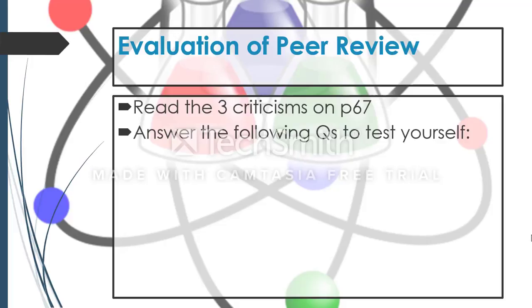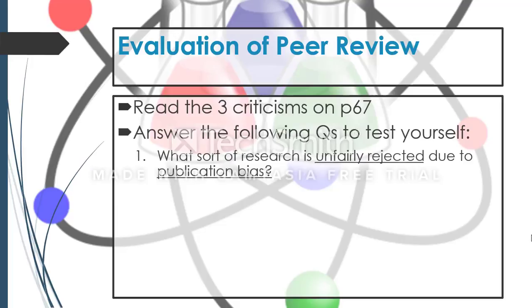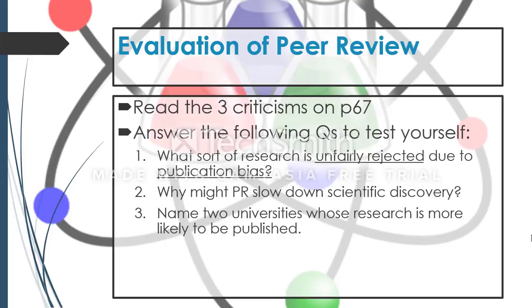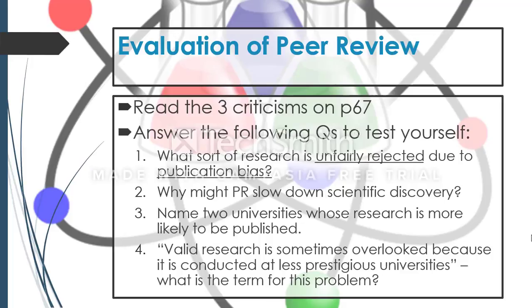Okay, so hopefully now you've read through page 67. Here are your questions. Question 1. What sort of research is unfairly rejected due to publication bias? 2. Why might peer review slow down scientific discovery? 3. Name 2 universities whose research is more likely to be published. And 4. It says that valid research is sometimes overlooked because it's conducted at less prestigious universities. What is the term for this problem? So just pause here while you jot down your answers to those questions and try and do so without looking back at page 67 if you can.